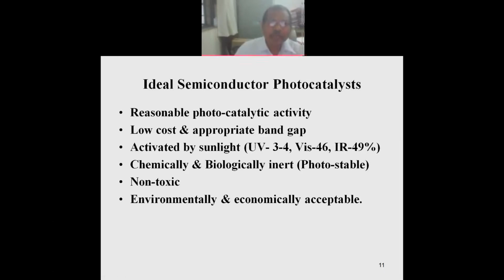Then what is an ideal semiconductor photocatalyst? It should have reasonable photocatalytic activity. It should have a low cost. It should have an appreciable band gap position. It should be activated by sunlight, since sunlight contains more visible and IR components and less UV. It should be chemically and biologically inert. That means it should be stable in the atmosphere. It should be non-toxic, and it should be environmentally and economically acceptable.